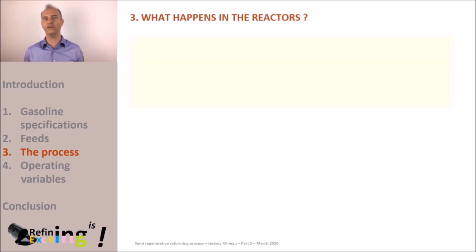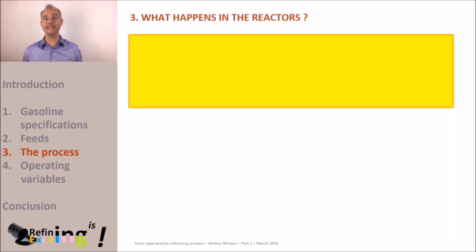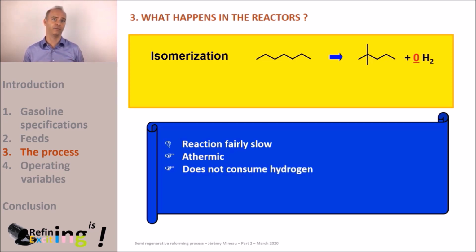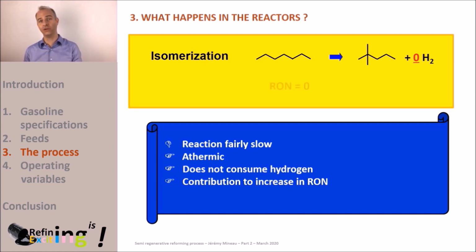The third major category of reactions occurring in the reactor is that of paraffin isomerization. This reaction is fairly slow and almost athermic. It does not produce hydrogen, but does not consume hydrogen either. However, it does make a significant contribution to the octane number. For example, the isomerization reaction of N-heptane into 2,2-dimethylpentane helps to increase the RON from 0 to 92. That means plus 92 points.